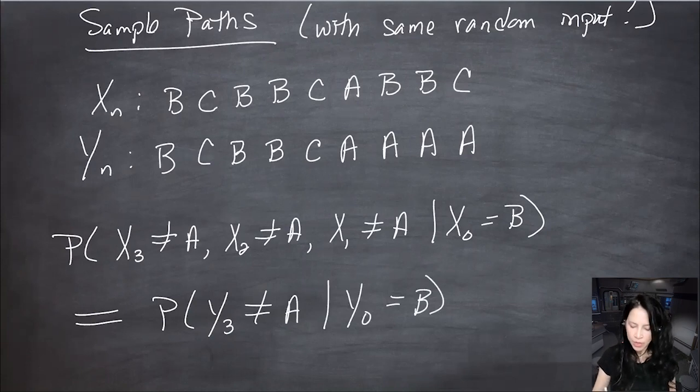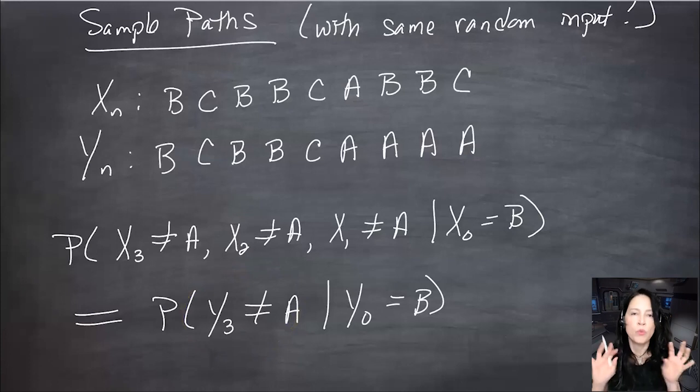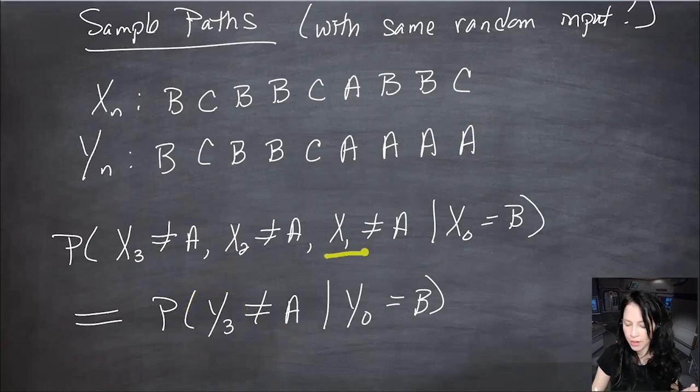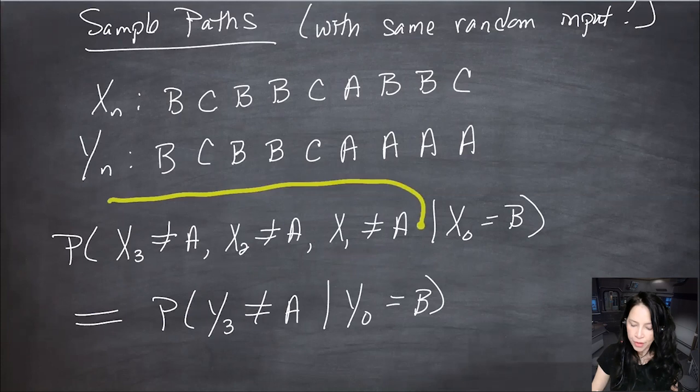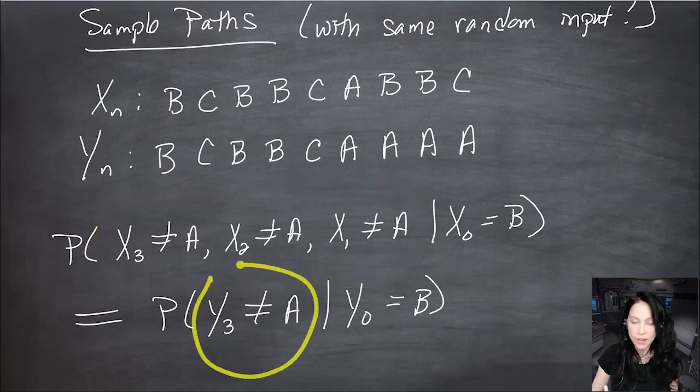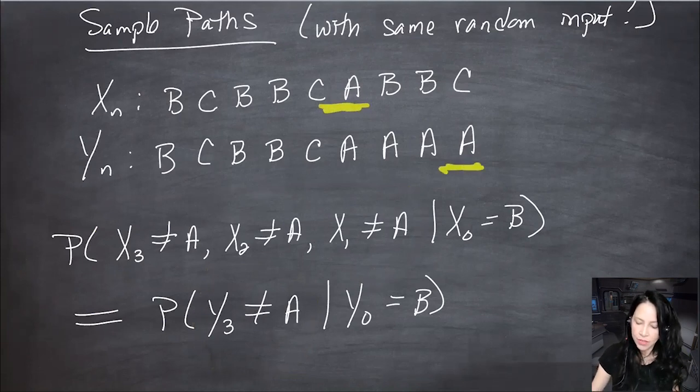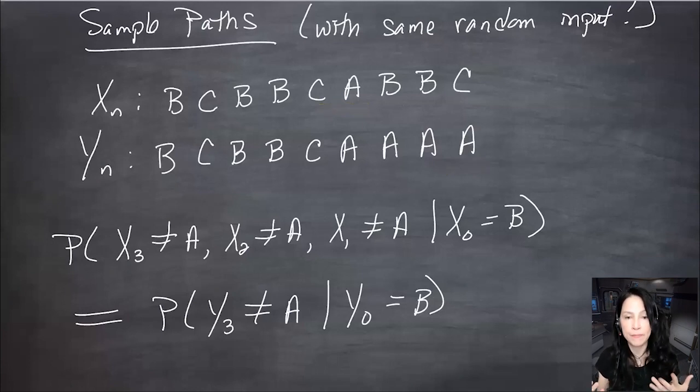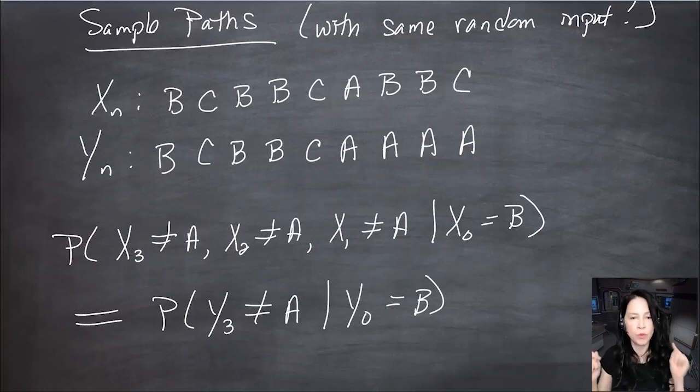Because y3 will be A if and only if the X chain hit A along the way. So if y3 does equal A, that means either x1 is A, or x2 was A, or x3 was A. The only way to have all three of these not be A is for your Y chain to also not be A at the end, because once you observe an A in the X chain, the Y chain is going to end in A. Does that make sense? And vice versa. If the Y chain does not end in A, that's equivalent to the X chain never having hit A along the way.